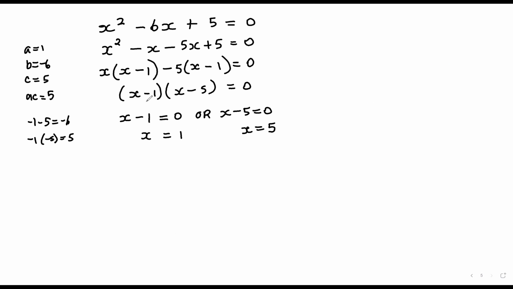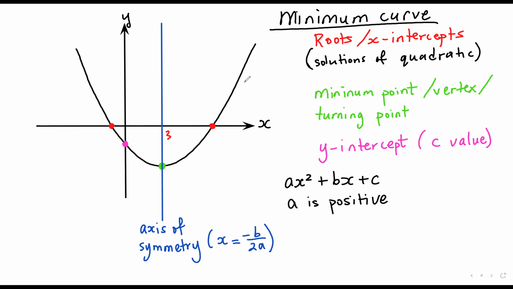So I have two things done there. One is that I know that this will be a minimum curve because a is positive. And now I also have the roots of the equation. If we look back at the quadratic curve, there are three things again that I need. One is the minimum point. Well, two things actually, the minimum point, and the axis and the y-intercept.